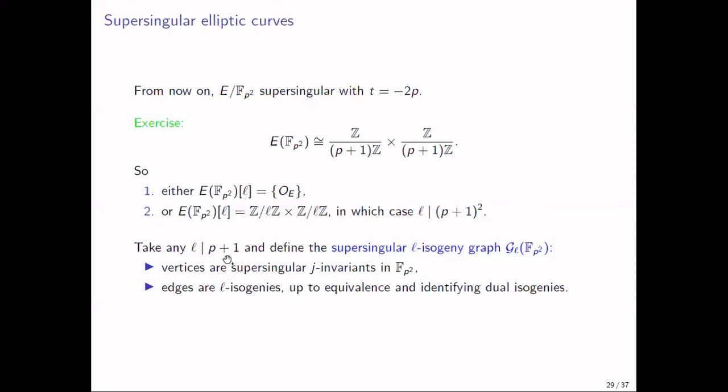Okay, so we're just going to stay in this case where we have some l-isogenies, and so we take some prime l that divides p+1, and we're going to define yet another isogeny graph. This is going to be the supersingular l-isogeny graph, where vertices will be supersingular j-invariants in F_p squared, and edges will be l-isogenies, again up to equivalence, because here we identify elliptic curves up to isomorphism, and we will also identify dual isogenies, again because going there and going back only gives you this boring multiplication by l. Okay, so this is a supersingular isogeny graph.